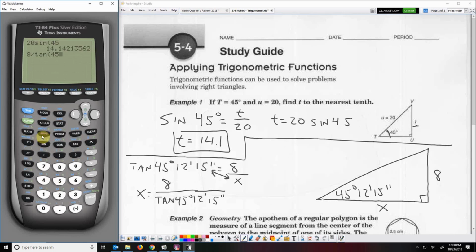Okay, so in my calculator, 8 divided by tangent 45, then I'm going to go to angle, which is right here. It's the second function, second angle. I've got degrees. Did I even put in the 45? I did. Okay, so 45, option 1 is degrees. 12. And then option 2 is minutes, and then 15, and for seconds, it's right here, it is alpha plus. Alpha plus gives me seconds. So I've got 8 divided by tan 45 degrees, 12 minutes, 15 seconds, and to the nearest tenth, I get 7.9.